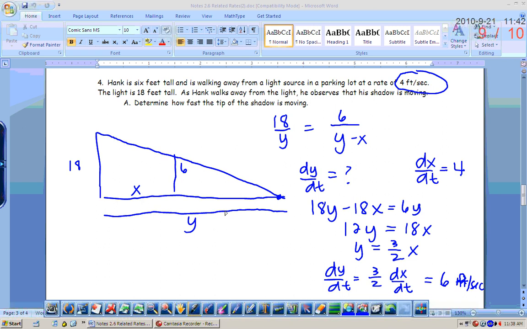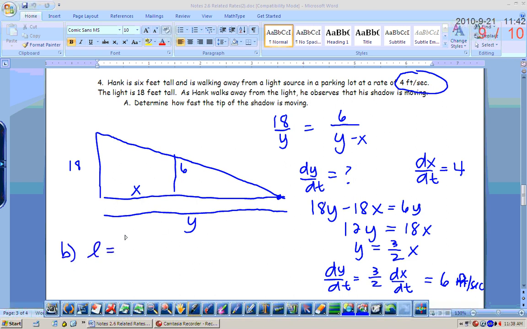Why are we trying to find what? Well, part A, I'm trying to find the derivative of all of y. Part B is to find how fast the length of the shadow is moving.